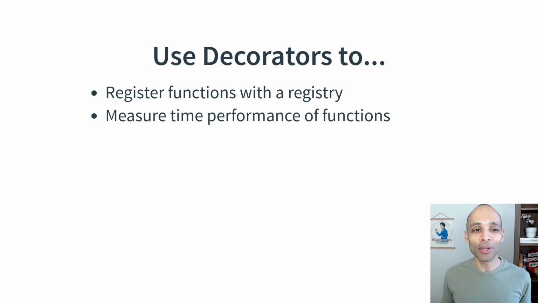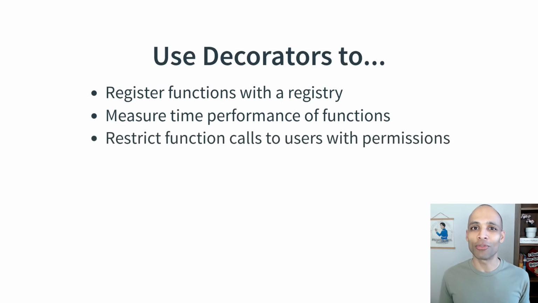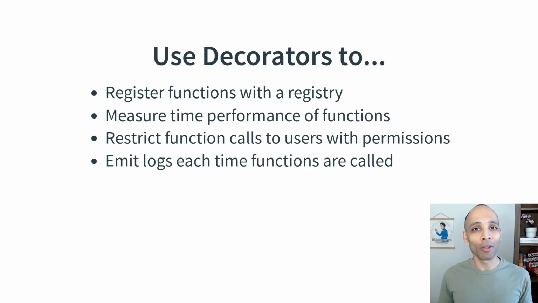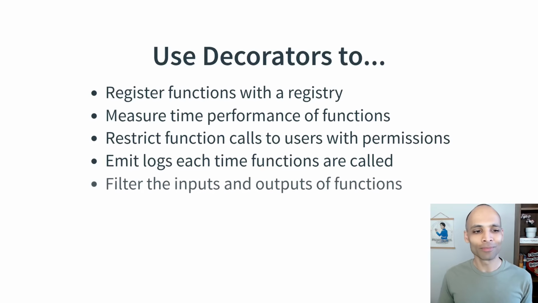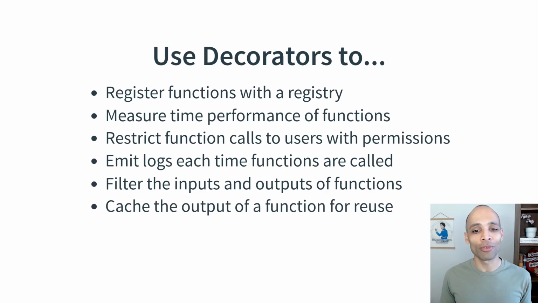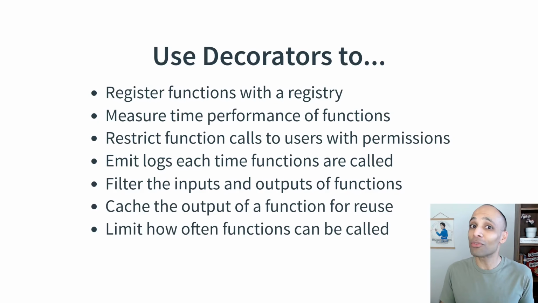You can also use decorators to measure the time performance of your functions. Use decorators to restrict function calls to users with particular permissions. Decorators can emit logs each time functions are called, kind of like what your boss asked you to do. You can filter the inputs and outputs of functions. You can cache the output of a function for reuse. You can limit how often functions are called.